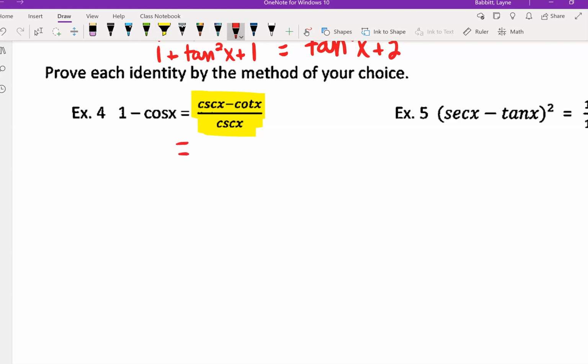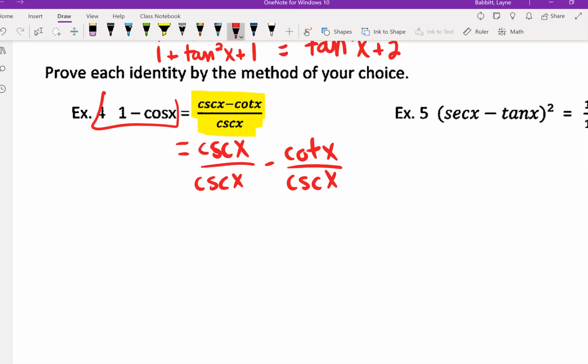So I'm going to break this apart to cosecant, oops, not cosine, cosecant x over cosecant x minus cotangent x over cosecant x. And if you want to practice these, you can pause the video and try these on your own and then unpause the video so you can see my solutions. All right, and then remember, we want that to equal this. So this is the thing that we want it to equal.